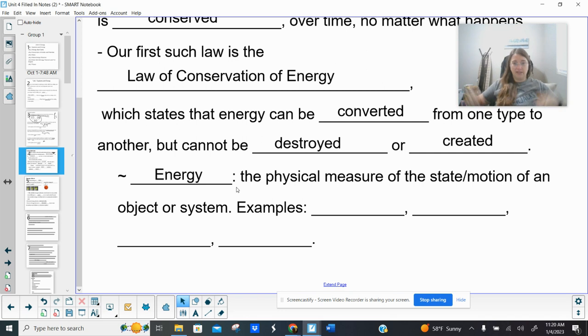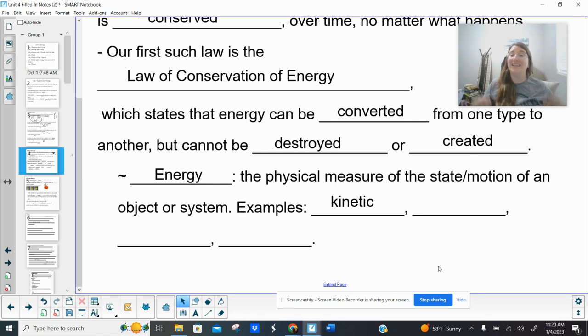So energy is the physical measure of the state or motion of an object or a system. State meaning, again, sometimes it's something at rest. It's not actually moving, right? An apple has energy. We eat it and we get energy from it, right? So we include all of those things under the same umbrella.